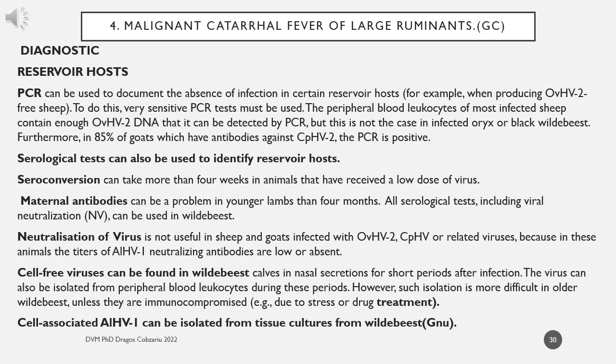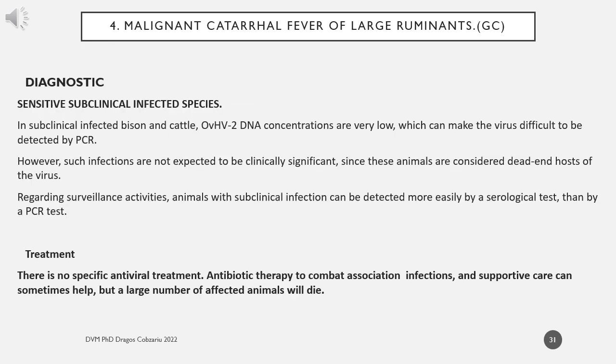Cell-free viruses can be found in wildebeest calves in nasal secretions for short periods after infection. The virus can also be isolated from peripheral blood leukocytes during these periods. However, such isolation is more difficult in older wildebeest, unless they are immunocompromised, e.g., due to stress or drug treatment. Cell-associated AL-HV1 can be isolated from tissue cultures from wildebeest, a sensitive subclinically infected species.